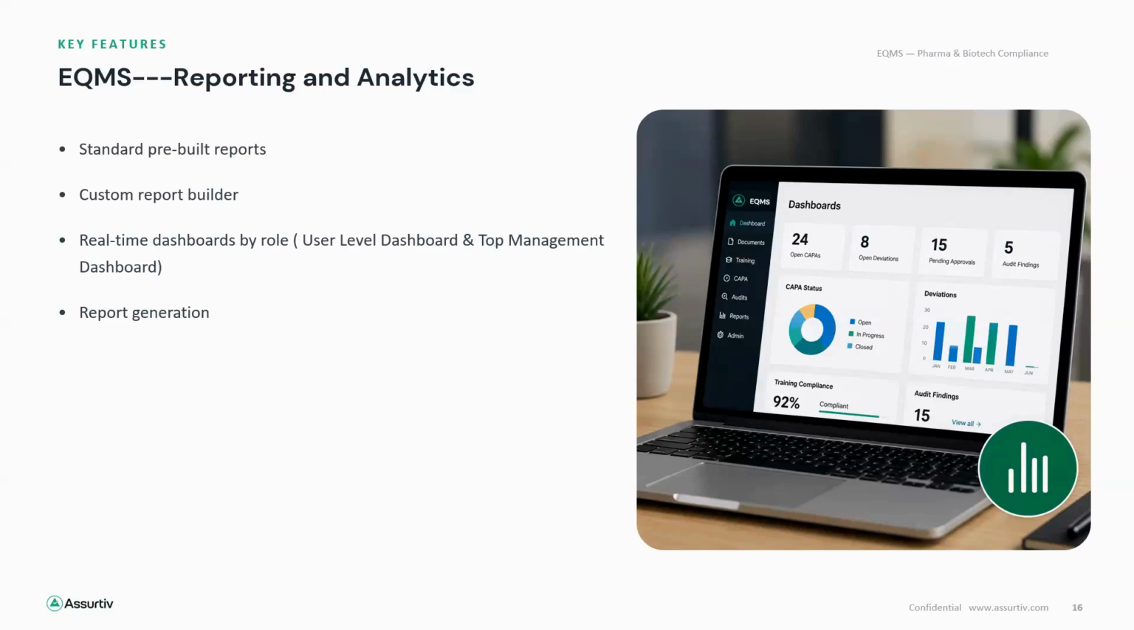As a user, if you are initiating any QMS element like deviation, change control, then how many you have opened, how many you have closed, how many are still waiting at quality head approval, how many are still waiting at your department head approval, or how many actions need to be completed to close the change control. So these complete details are going to be displayed at user level dashboard. So real-time dashboards by role are available. Custom report builder is available. Standard pre-built reports are available, and you can create your own reports as per your organizational format.